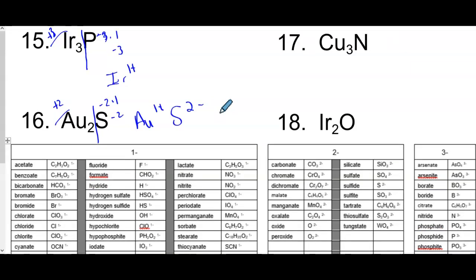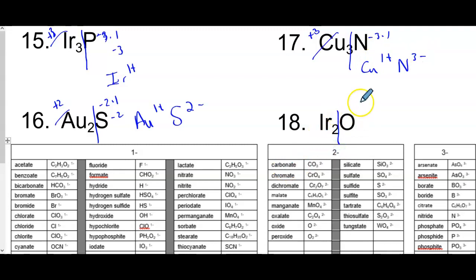Okay, you try 17 and 18. Pause the video and try 17 and 18 on your own, and then check back in after you pause. Welcome back. So I'm going to split this. I'm going to see that nitrogen is a -3 times 1, so this must be a +3, but there's 3, so I'm going to divide. So Cu is 1 plus in this case, and N is 3 minus.